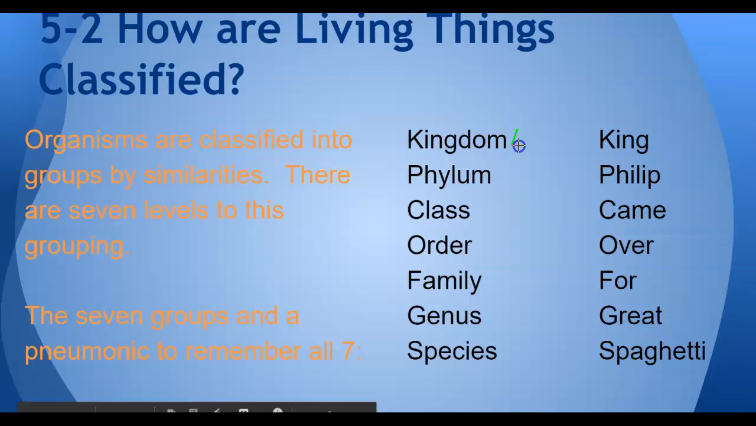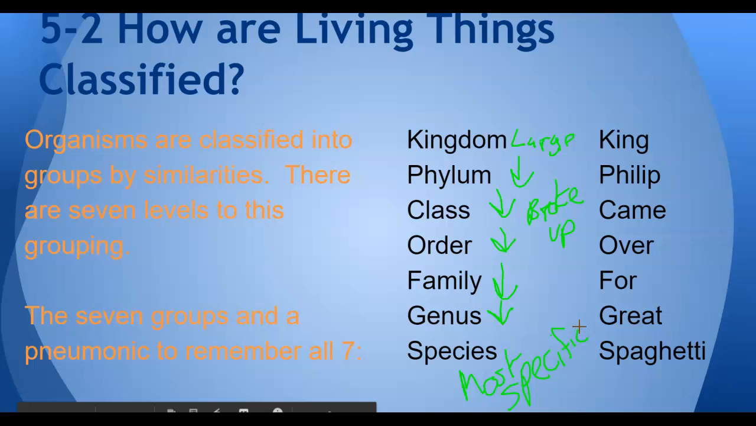So kingdom is really large and has lots of organisms in it. As you go down the line, phylum is smaller and breaks up a kingdom. Phylum are broken into classes. Classes are then broken up into orders. Orders are broken up into family. Genus, not genius. Genus is a group of species that are related, and species is the most specific.